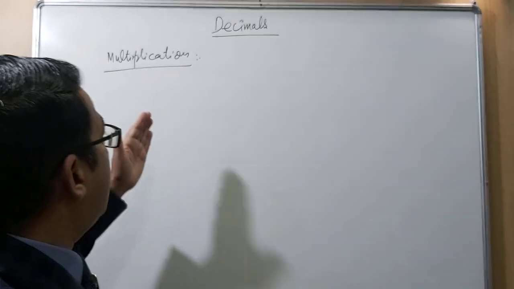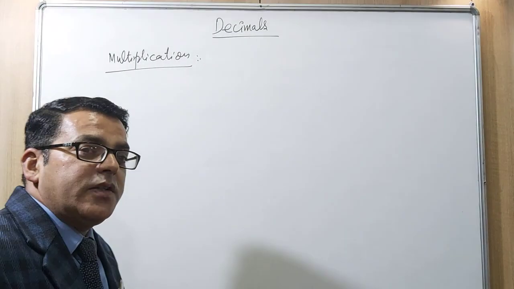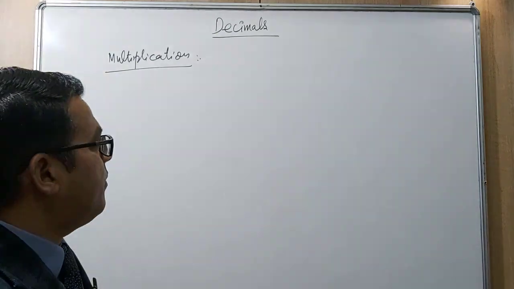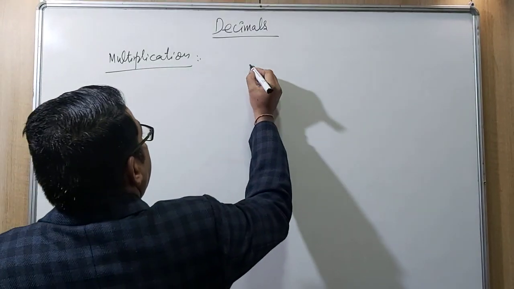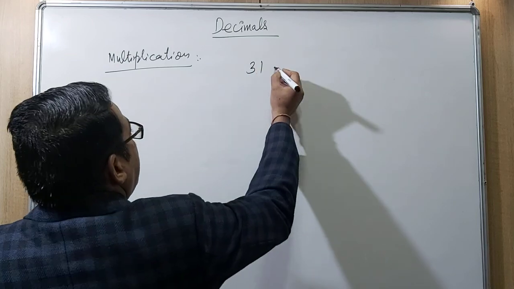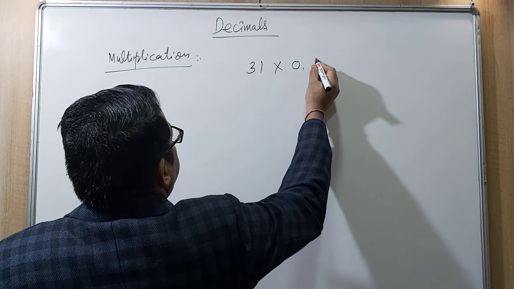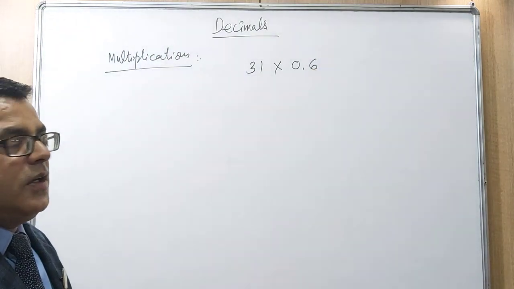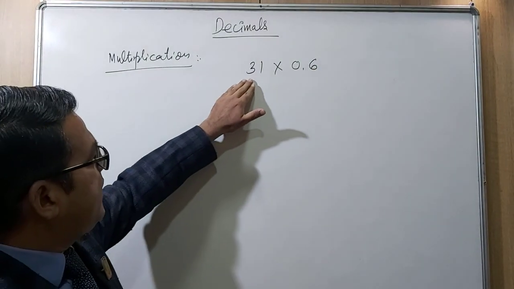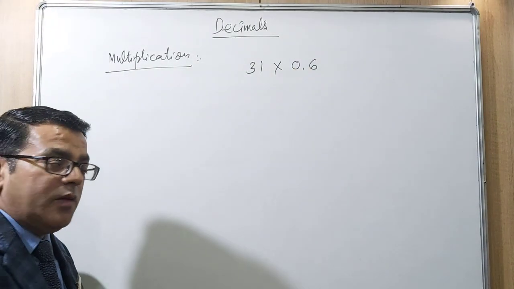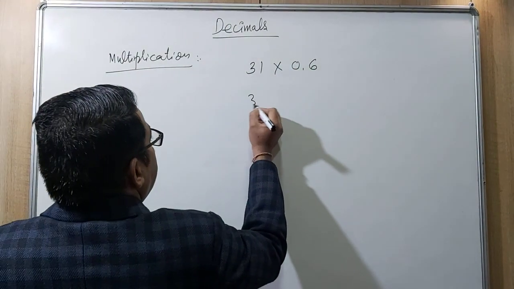Now come to the topic. The topic is how we can perform multiplication on decimals. Right? How we can multiply decimal. Let me take one example. Suppose 31 and I am going to multiply with 0.6. So you can see here 31 is an integer and 0.6 is a decimal number. So how we can multiply?